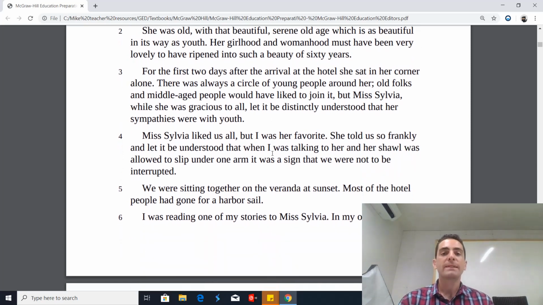For the first 2 days after the arrival at the hotel, she sat in her corner alone. There was always a circle of young people around her. Old folks and middle-aged people would have liked to join in, but Miss Sylvia, while she was gracious to all, let it be distinctly understood that her sympathies were with youth.